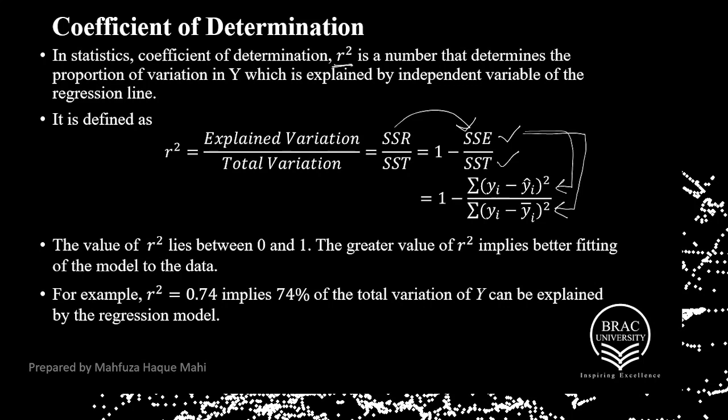The greater value of r square implies a better fitting of the model to the data. For example, r square equal to 0.74 implies that 74% of the total variation of y can be explained by the regression model, or we can also say that 74% of the total variation of the dependent variable can be explained by the independent variable.